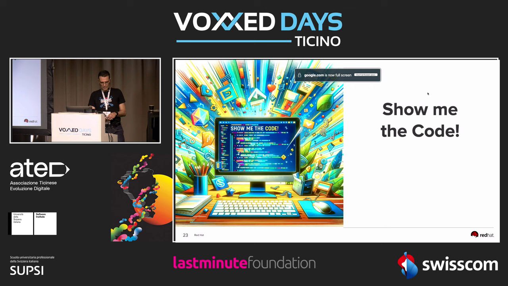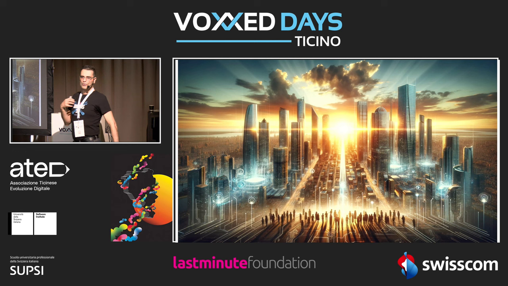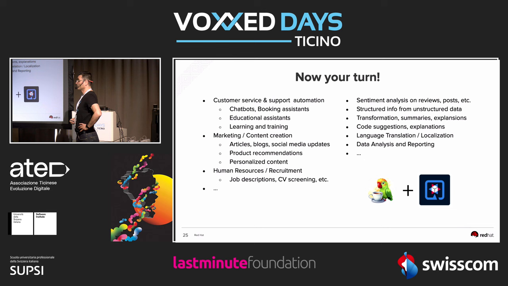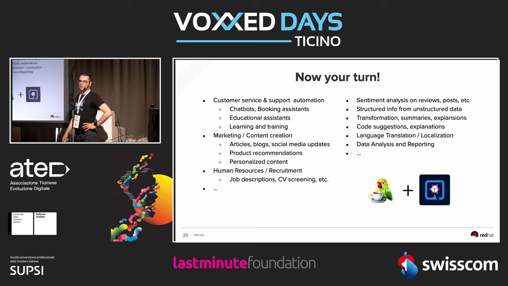I showed you some code. It worked most of the time. And I was a very big critic of AI for 30 years, but now it works. So the future is bright. There's infinite things you can do with this stuff. Just a random list here: sentiment analysis, get structured data, transform, summarize, expand, produce code, translate. We could do all this in other languages. It even understands Greek. Data analysis, reporting, chatbots, anything.